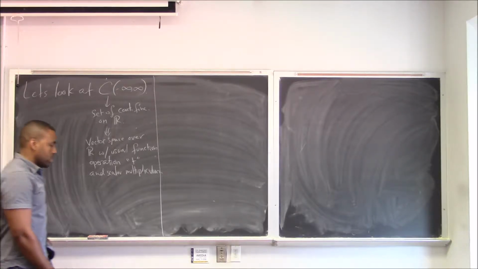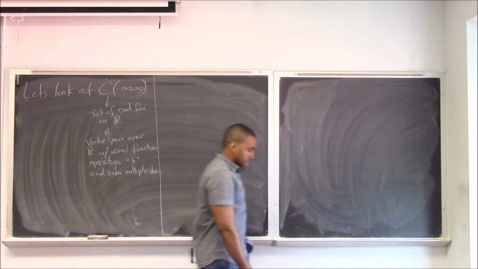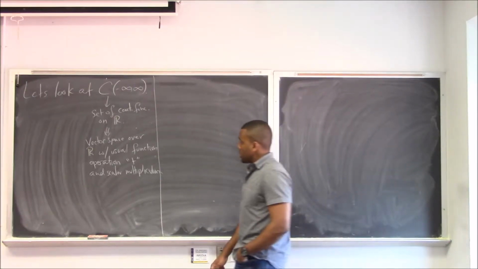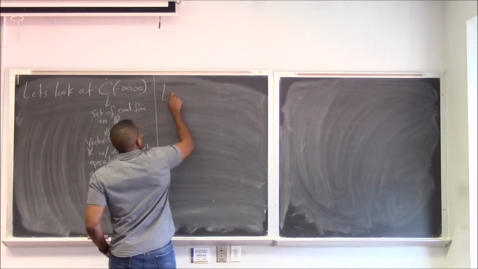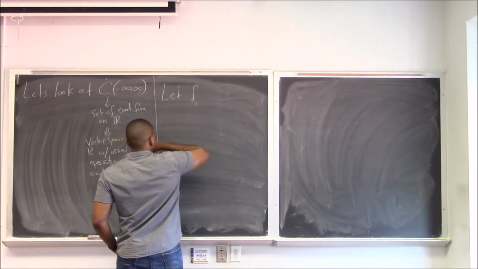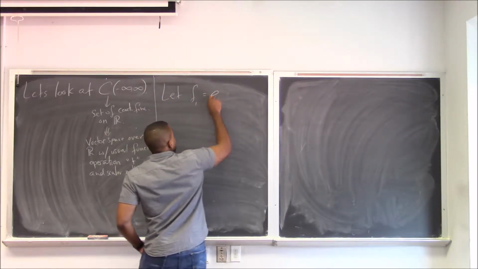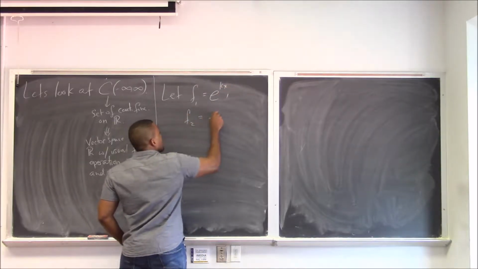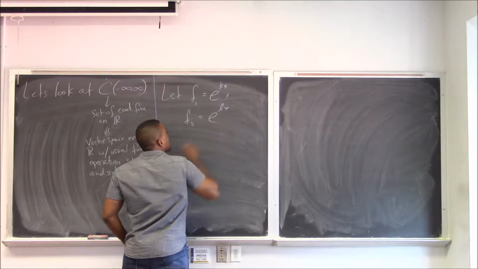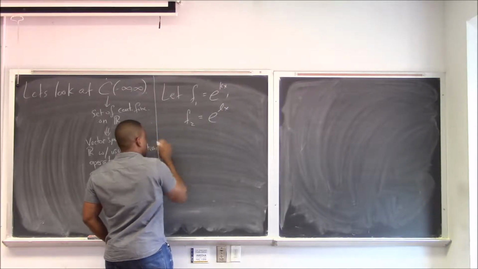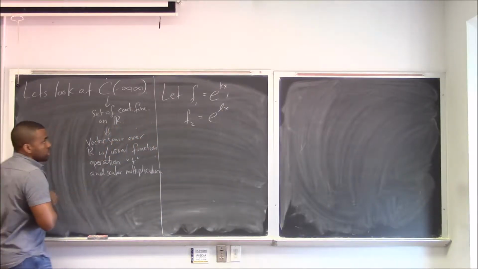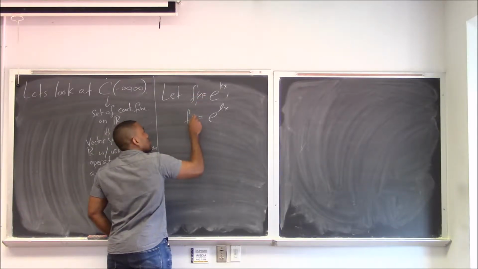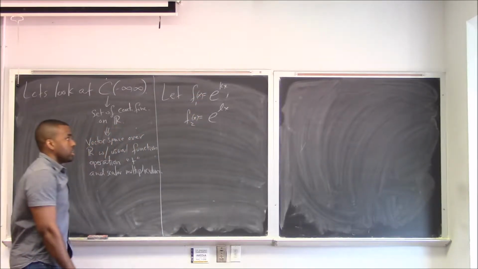So let's apply this idea of linear independence to this set. Basically, I just want to do some examples. Let f1 equal e to the kx, f2 equal e to the lx. So I'm defining two functions of x. You can think of k and l as scalars.